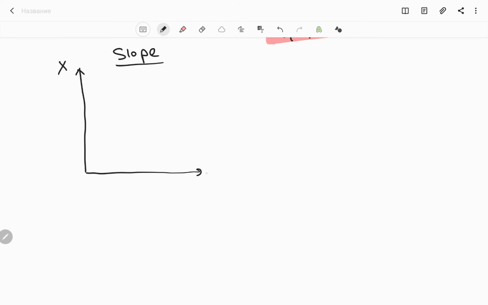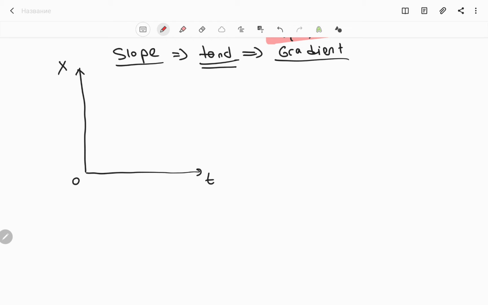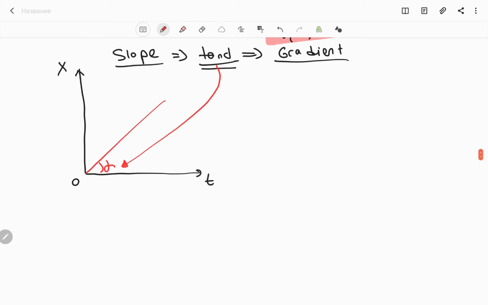Again, let's draw a position time graph. What is a slope? Slope means tangent alpha, or it means gradient. Sometimes we call it gradient. I think tangent alpha is the best explanation for you to understand it better, because you know what tangent alpha is from geometry. So let's say we have this kind of graph, and here we have alpha, the angle, and the tangent alpha. Sometimes we call it the slope of the graph, sometimes the gradient.